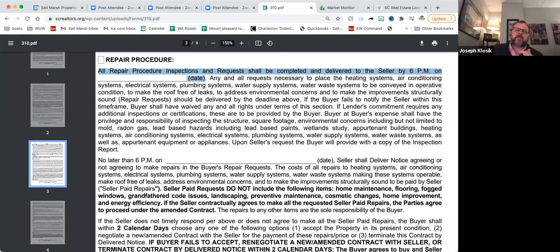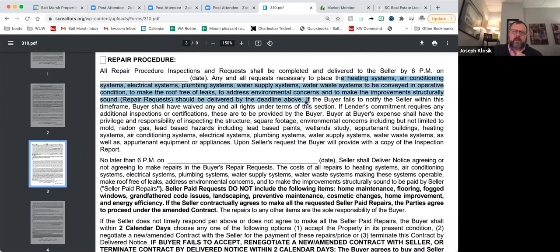Okay. Jumps on to the next sentence. It says, any and all requests necessary to place the heating systems, air conditioning systems, electrical systems, plumbing systems, water supply systems, water waste systems to be conveyed in operative condition, to make the roof free of leaks, to address environmental concerns, and to make improvement structurally sound should be delivered by the date above. So basically what that is saying is you have until the date above to do your inspections, and then find out what repairs need to be addressed that fall under these categories only, right?